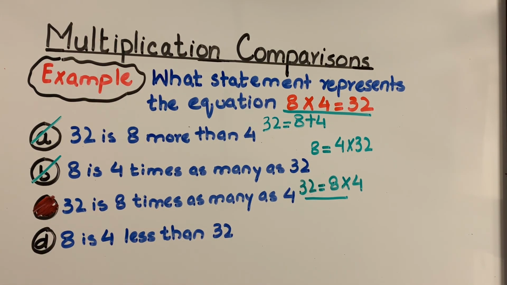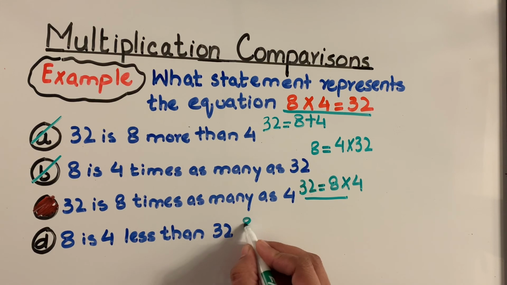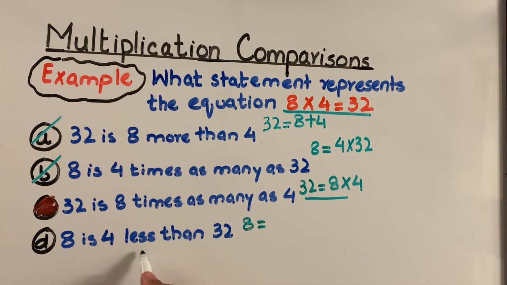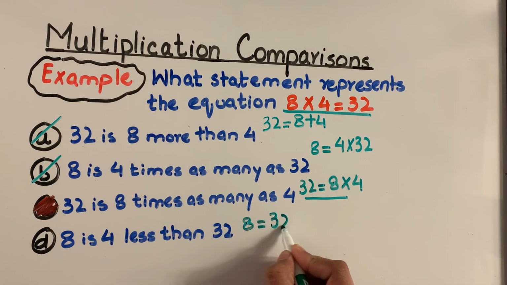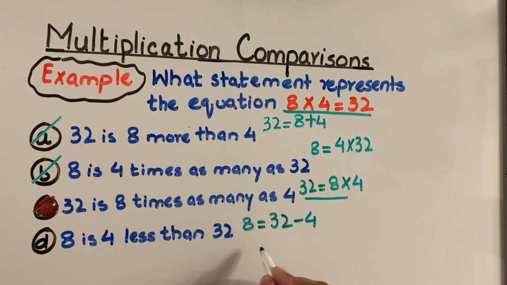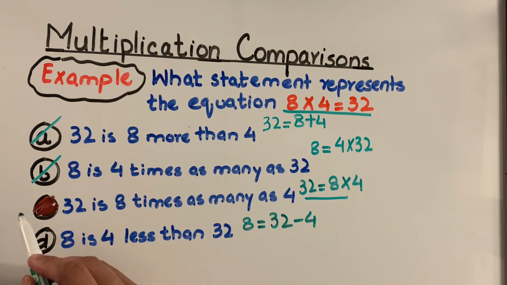But we will check the last option. Option D is 8 is 4 less than 32. This means 8 is equal to 4 less than 32, 32 minus 4. 32 minus 4 is 28, which is not equal to 8. So the right answer is option C.